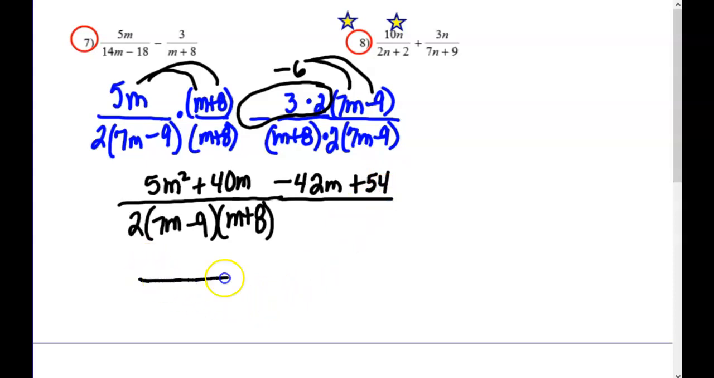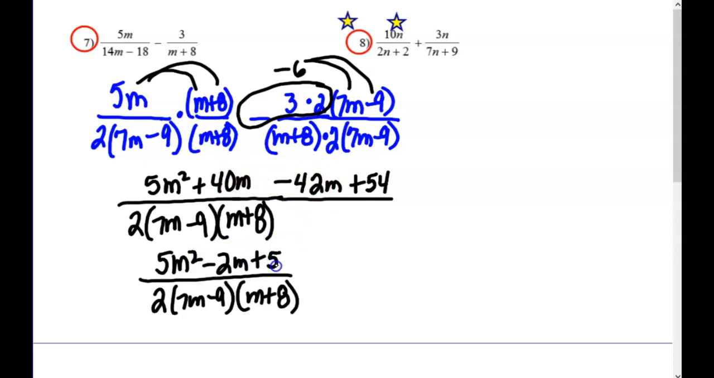All right, what does the top become? 5m squared. 40m minus 42m would be -2m, and a plus 54. Hello, are we good? You checked? Okay. Everybody's good? I just saw you check in. Okay.